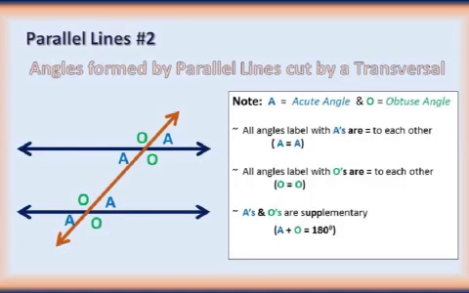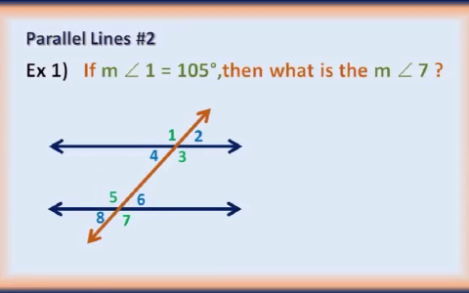Let's label our pictures, label all the acute angles and the obtuse angles. And remember, the acute angles labeled in blue, each acute angle is equal to every acute angle. And then O equals O means every obtuse angle is congruent to every obtuse angle. And if you have one acute angle and one obtuse angle, they're supplementary, meaning they add up to 180. Let's see if we can use these facts to help us out.